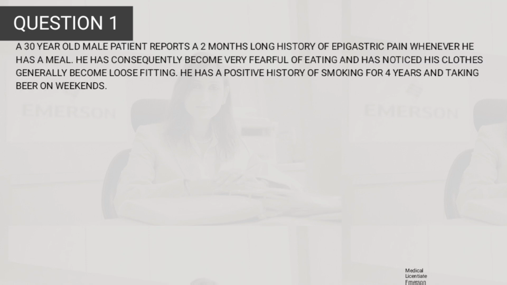Question 1 says: a 30-year-old male patient reports a 2-month long history of epigastric pain whenever he has a meal. He has consequently become very fearful of eating and has reported his clothes generally becoming loose-fitting. He has a positive history of smoking for 4 years and taking beer on weekends. Then what is your diagnosis?